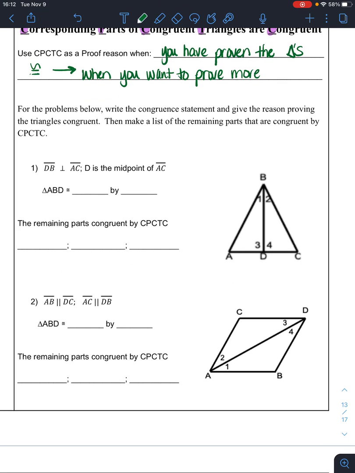So let's look. Write the congruent statement, give the reason proving the triangles are congruent, then make a list of the remaining parts. See, here's what happens. In the beginning, we said if all 6 pieces are congruent, then the triangle is congruent. And then we said, wait, we don't need all 6 pieces, we need 3 pieces. But after I've used 3 pieces to prove the triangles are congruent, I know that all 6 are congruent. So that's what CPCTC is useful for.